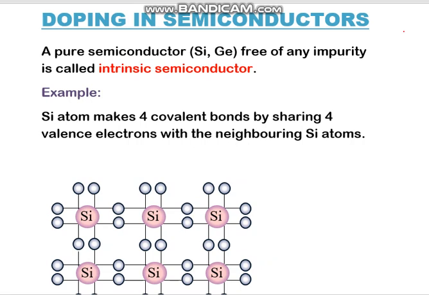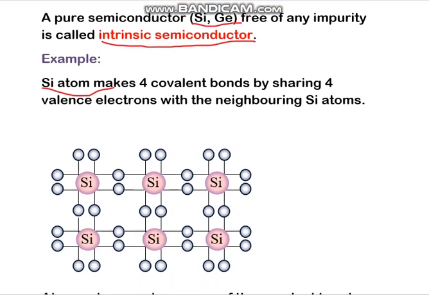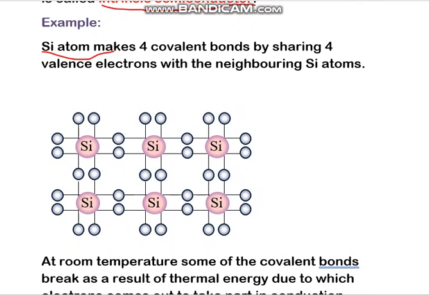A pure semiconductor, silicon or germanium, free of any impurity, is called an intrinsic semiconductor. Let us take, for example, a silicon atom. It makes four covalent bonds with the neighboring silicon atoms using four valence electrons. At 0 Kelvin temperature, this is the structure of a silicon atom. In this, you can see that these electrons make covalent bonds with the neighboring silicon atoms.